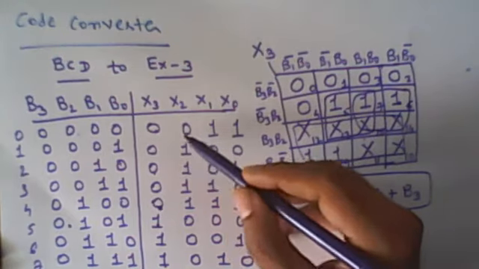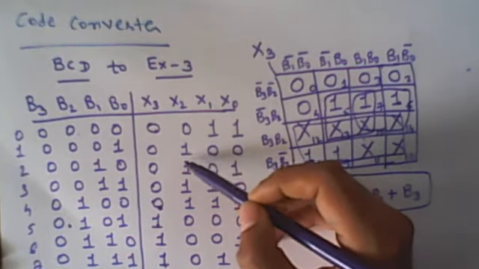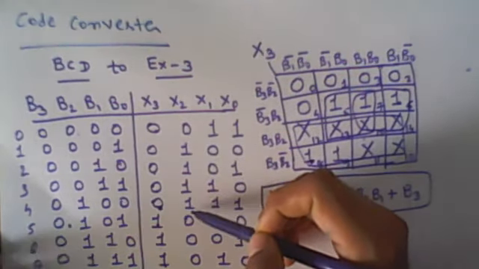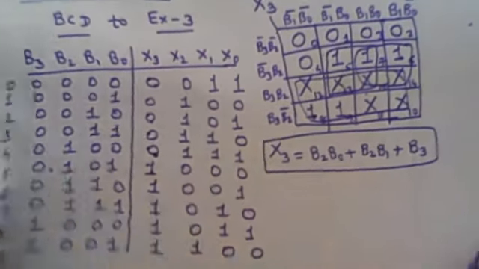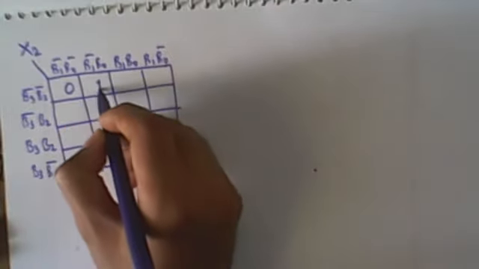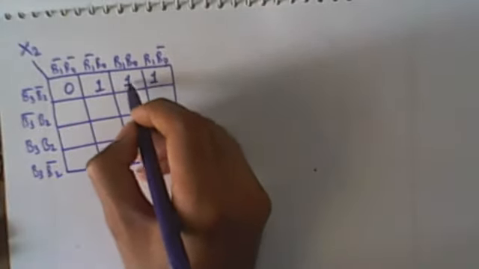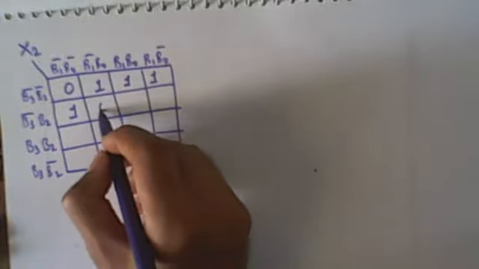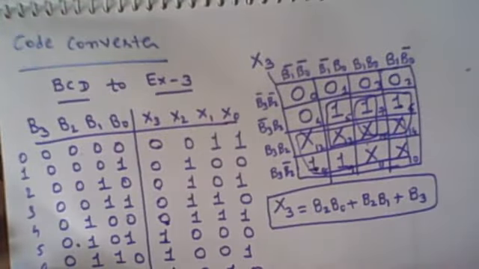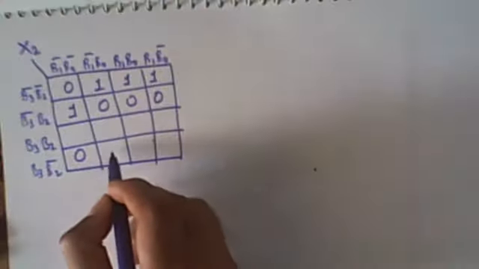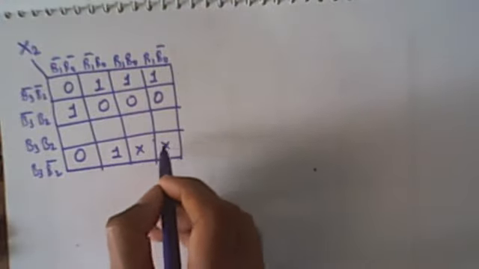So for X2: 0, 1, 1, 1, 1, and again four 0s, and the last is 1. Let me map 0, 1, 1, 1, 1, and again four 0s, and the last I have a 1, and the rest are don't care.